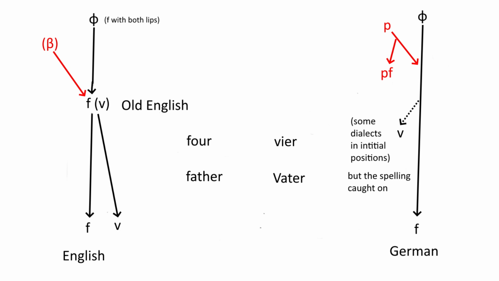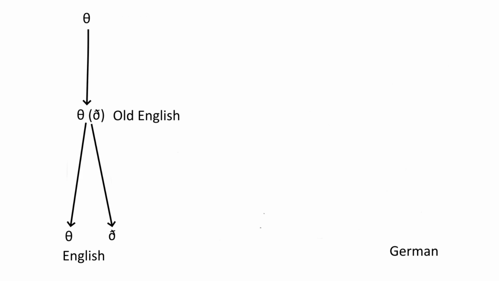Onto the voiceless th in Proto-Germanic. It stayed a th in Old English, having a voiced allophone. Eventually, these became distinct phonemes in English, so the th sound is actually two sounds: voiceless th as in think, and voiced th as in the.